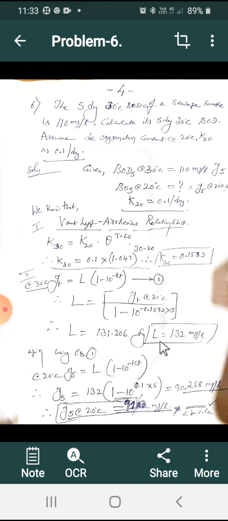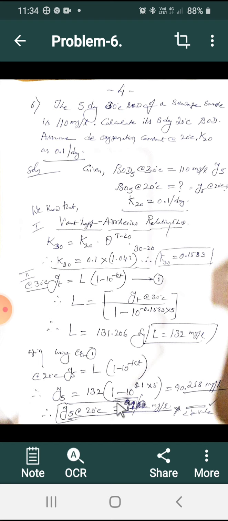I hope you are almost expert in this subject. I have solved sufficient BOD problems. Try to understand this problem, which is like an examination question paper. Always, in any problem, you have to determine the L value first. After L, go for whatever they ask. Y5 is equal to L into (1 minus 10 to the power of minus Kt). Therefore Y5 is equal to 132 into (1 minus 10 to the power of minus 0.1 into 5).